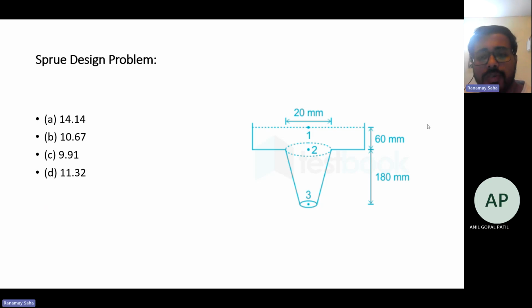The diagram shown here is of a tapered sprue. The pouring basin surface is denoted as 1. You have the upper surface of the sprue, which is 2, then the lower surface of the sprue, which is 3. Right, so the pouring basin has a height of 60 mm, and the sprue has a height of 80 mm. The diameter at the top is given as 20. You have the diameter at the bottom. Let's try it out.